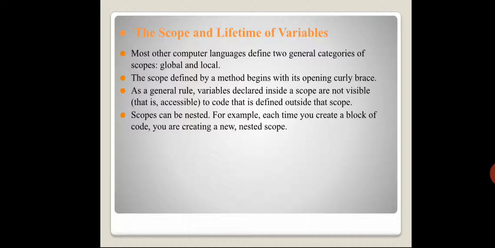Okay, that is the reason why they always start with the C programming. Most other computer languages define two general categories of scopes, global and local. The scope defined by a method begins with its opening curly braces. As a general rule, variables declared inside the scope are not visible to code that is defined outside, and scopes can be nested. For example, each time you create a block of code, you are creating a new nested scope.